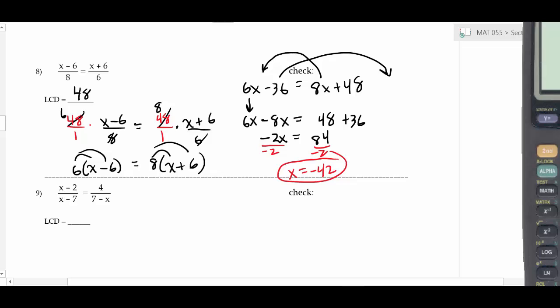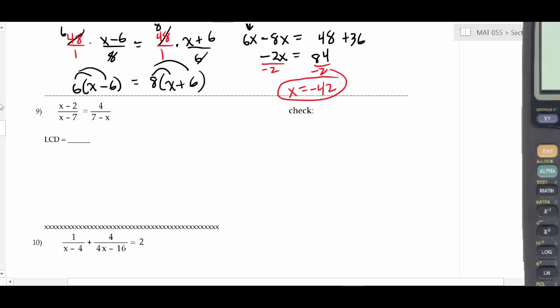So I think we didn't have too much trouble with that. There were just some sign issues that I saw. Any questions on that? Okay, the next one is the one I think is tricky for students. So you're going to turn this around into an x minus 7.